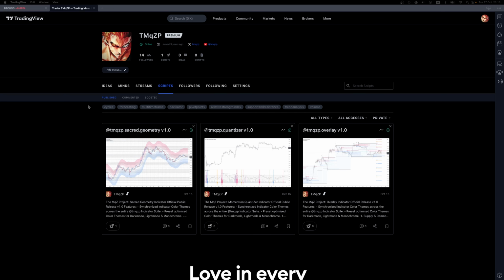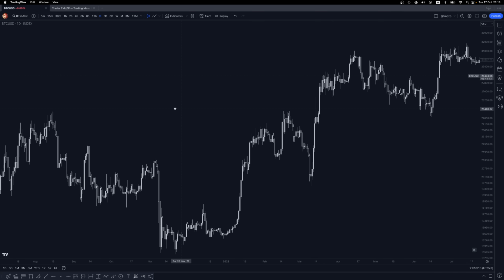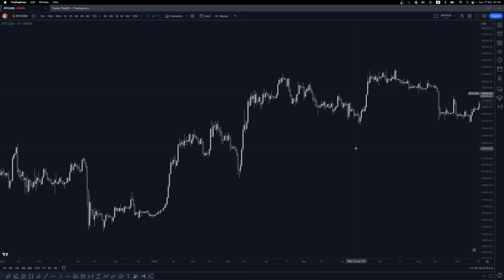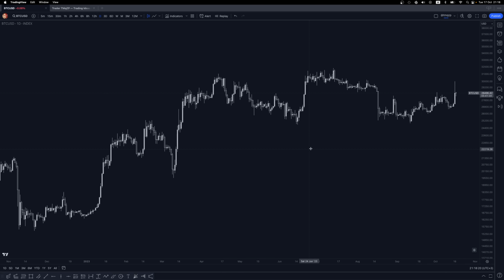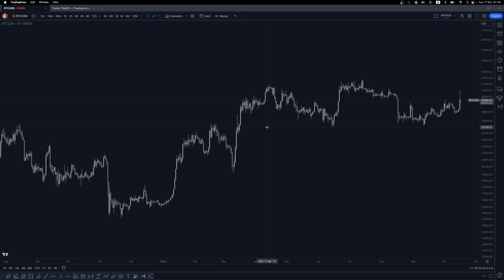Okay, let's dive into it. We'll be working with the Bitcoin chart, since this indicator is kind of optimized for Bitcoin in a way. We'll see that in a moment. But I want to address a couple of things before we start. So let's see.